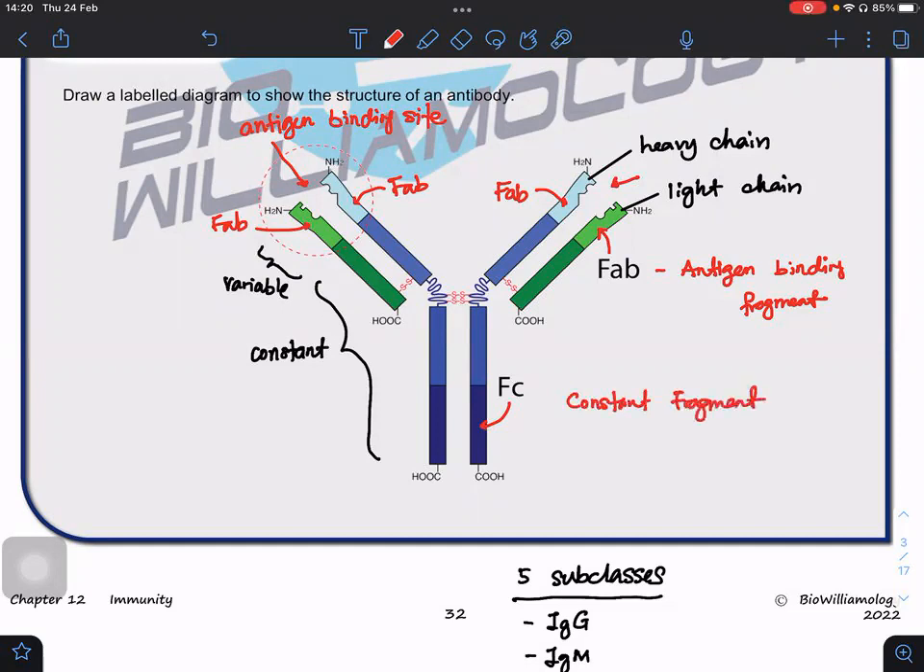Are you clear? It stands for constant fragments. So in total we have 2 FC fragments. Are you clear? So these FC fragments will allow us to determine which subclass of the antibody it belongs to.